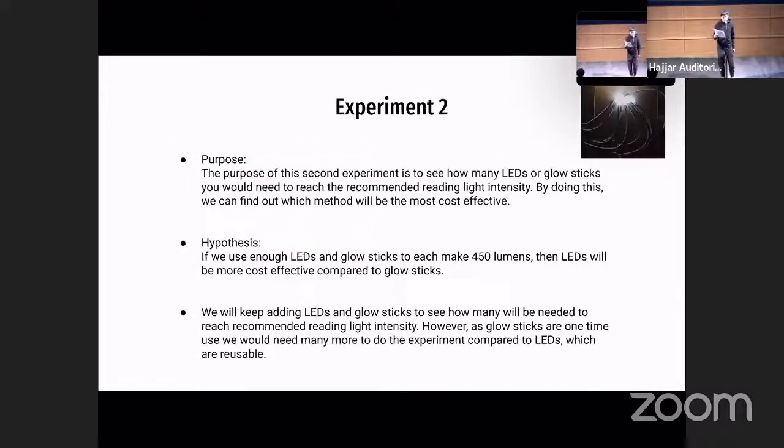For the second experiment, because all my light sources did not reach the recommended reading light level, I did a second experiment to see how many LEDs or glow sticks it would take to reach it, and then find out which would be most cost effective. I did not include glow tape because the rate of its brightness dropped a lot and really fast. My hypothesis is that if we put enough LEDs and glow sticks together to create the recommended reading light level, the LEDs will be cheaper compared to glow sticks.